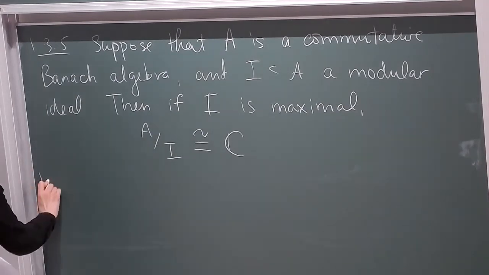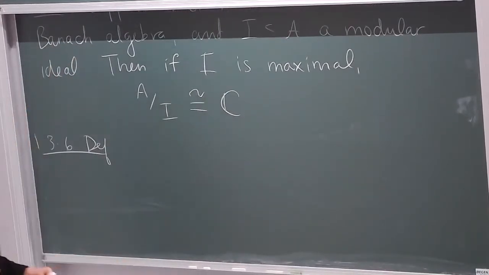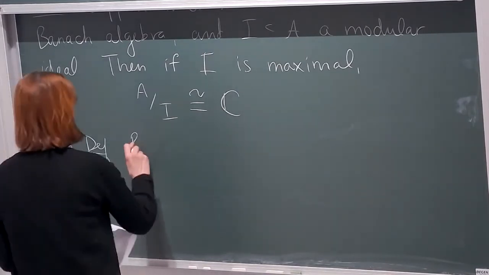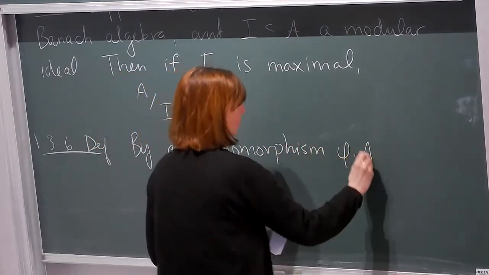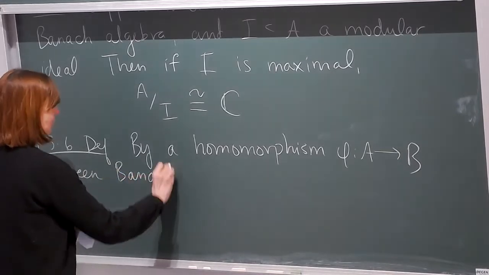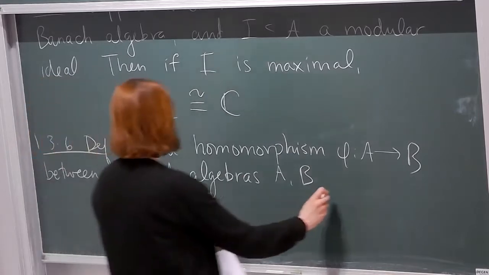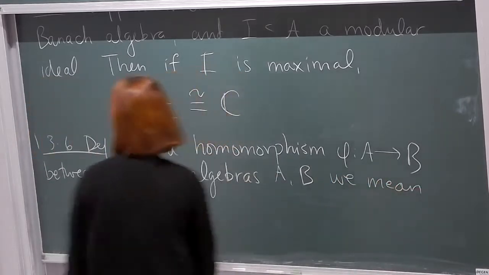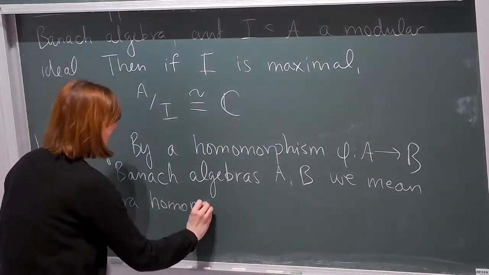Okay. So we're nearly finished up with Banach algebras and can move on to C-star algebras, but just, oh no, that's a lie. We have a little bit more to do. Okay, but anyway, we need to know what we mean by a homomorphism in this case. So between Banach algebras, we mean an algebra homomorphism which is continuous.